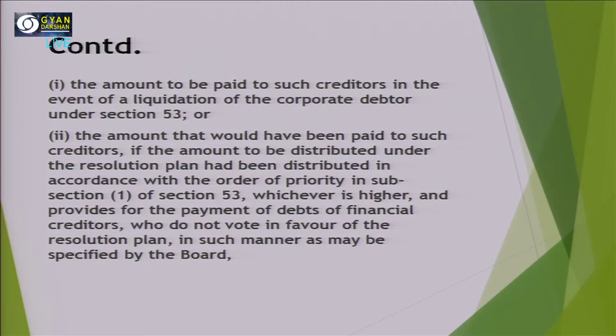So the second is the amount which would have been paid had the amount been distributed under the resolution plan. Basically, whatever has been provided under the plan. So whichever is higher out of the two, the liquidation value to the operational creditors or the amount to be paid to them as per the plan, will generally be paid to them in the plan.